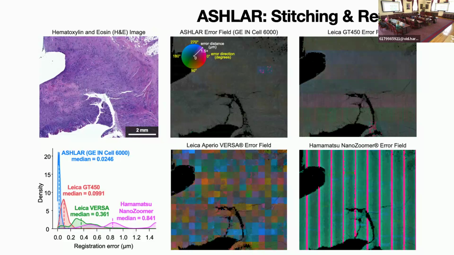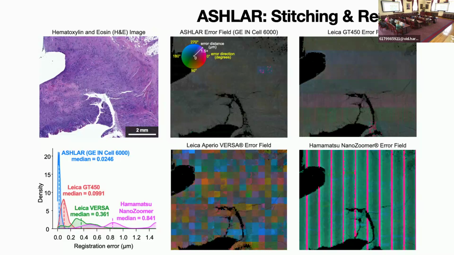The Leica GT450 and the Nano Zoomer use a line camera, not a rectangular sensor. So they use like a 4,000 pixel line camera that they sweep across the image. Then they sweep the stage over the sensor, and then it moves the stage over and sweeps again. So basically it takes swaths like this. And you can actually see that pattern in the error field.